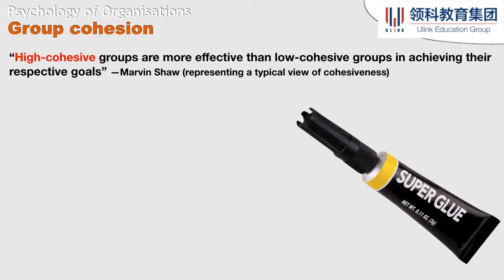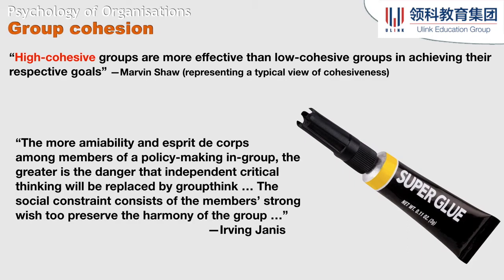I think if you ask your average person whether group cohesion is a good or bad thing, most people who work within highly structured organizations will say it's quite a good thing. For example, here is a quote from someone named Marvin Shaw, who says that highly cohesive groups are more effective than low cohesion groups in achieving their respective goals. But where Irving Janis leaves the common thought, and why his ideas about groupthink are kind of revolutionary, is that he challenges the notion that cohesiveness is a virtue. It could actually get in the way of making sound decisions.